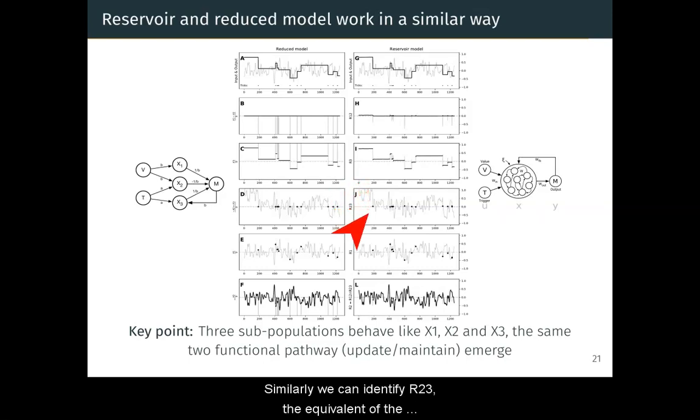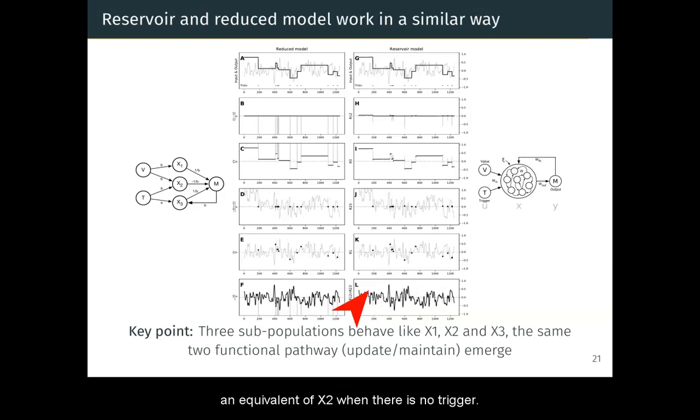Similarly, we can identify R23, the equivalent of the subpopulation X2, X3, with a criterion based on the weight from the trigger. This allows us to identify R1, an equivalent of X1 when there is a trigger, and in the end, also when there is no trigger. And finally, it also allows us to identify R2, an equivalent of X2 when there is no trigger.